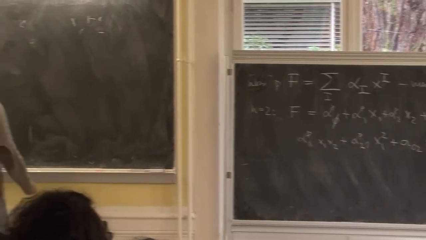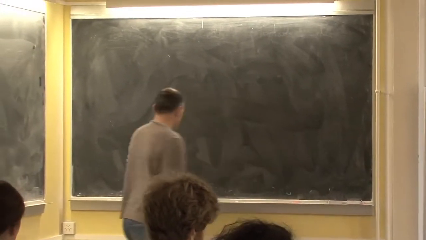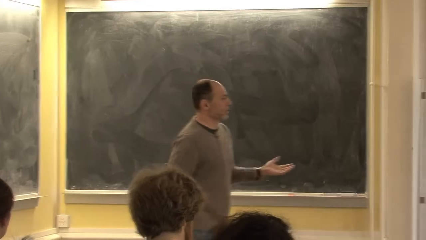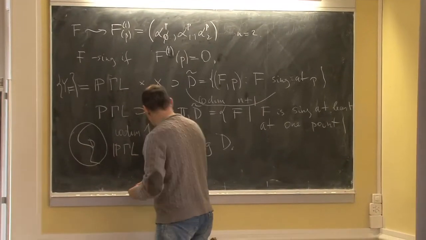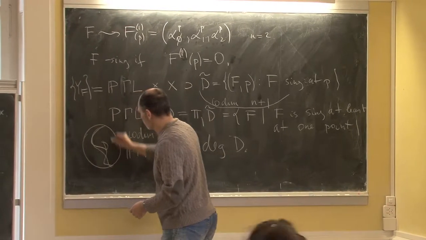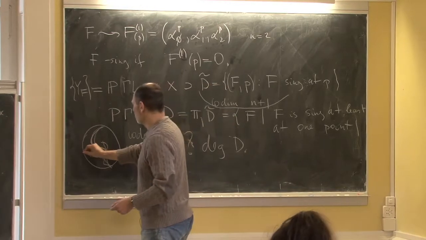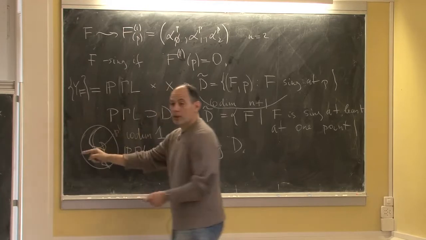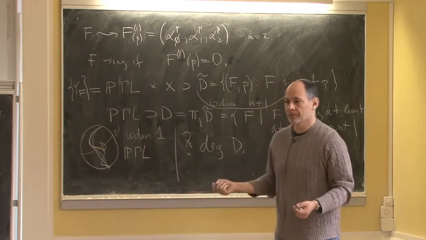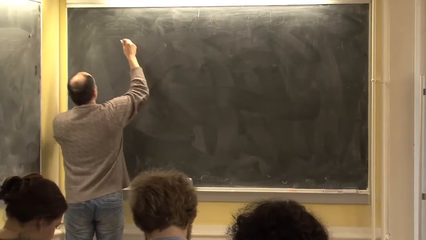I explained this last time, but a little rushed, so I'm just repeating. How do you calculate the degree? Generically, for a codimension 1 subvariety, you look at a nice line, which is just a little copy of P1, and calculate the number of intersection points.